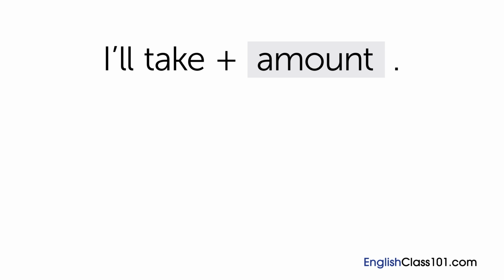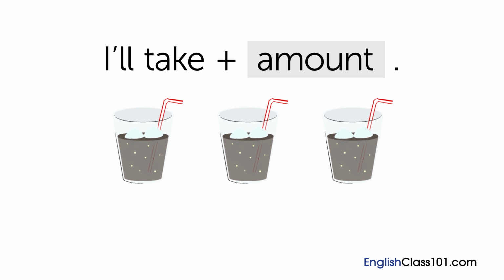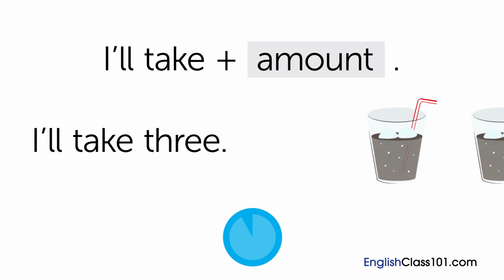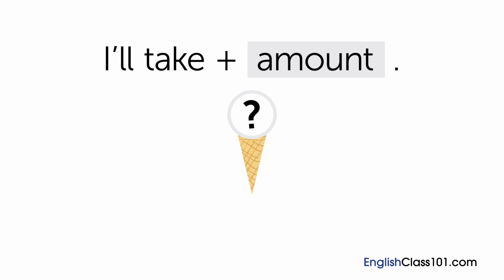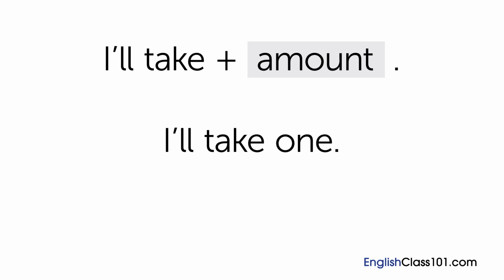Use this sentence structure to ask for a certain amount of something. First say, I'll take, then just add the number or amount you want. You try. A man is selling Coca-Cola at a baseball game. What would you say to buy 3 cups? I'll take 3. You're ordering ice cream, and the server asks you how many scoops you want. How do you respond if you just want 1 scoop? I'll take 1.